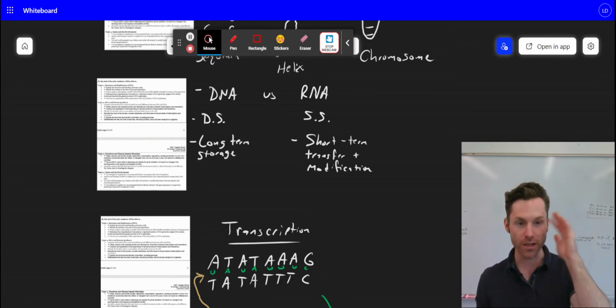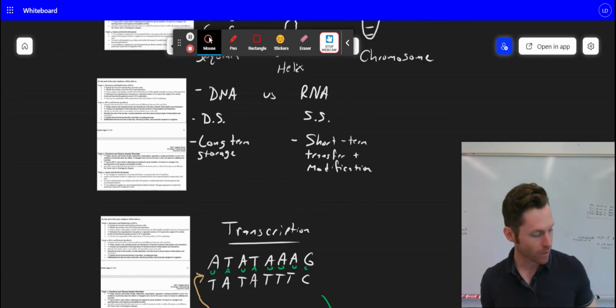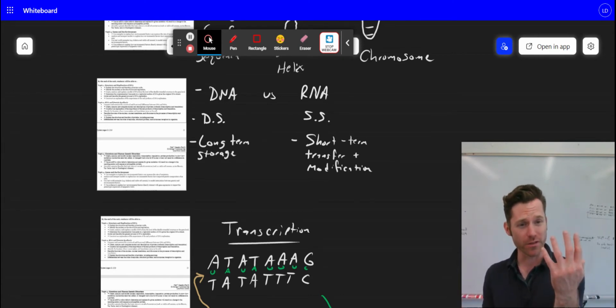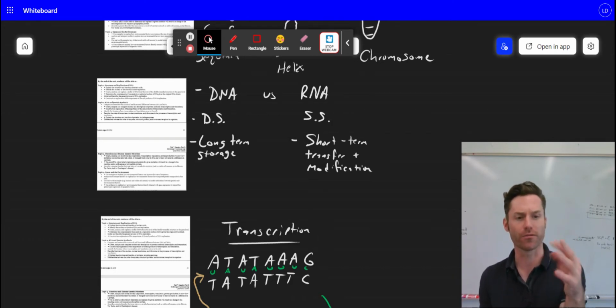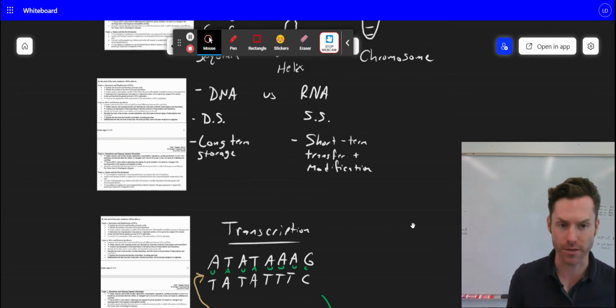But for the sake of this unit, for the sake of this course, you just need to know that it's a short-term messenger type of molecule. The RNA is not long-lived. It's not particularly stable. All of its information is just kind of naked and out there. So this mRNA will fall apart fairly quickly compared to DNA. Okay? Short-term messenger.